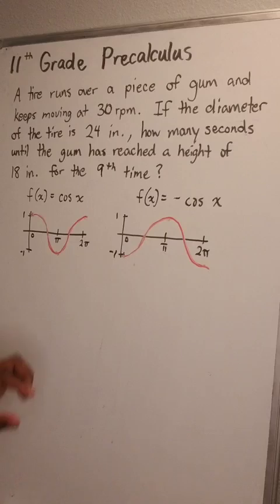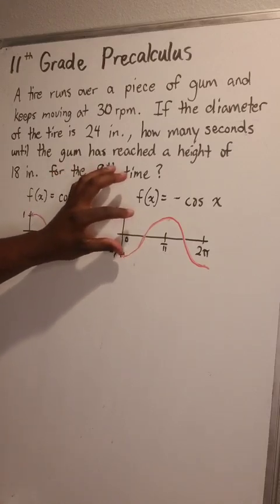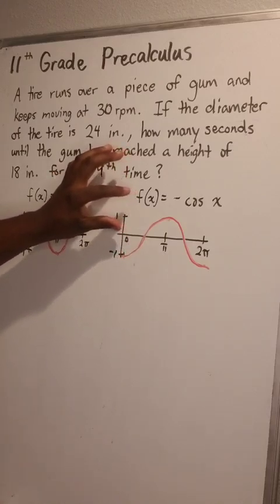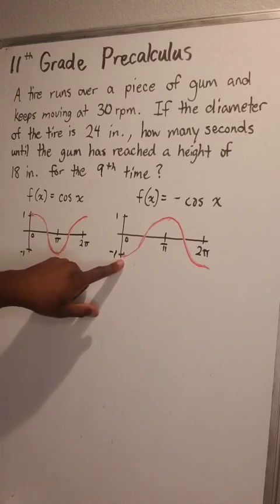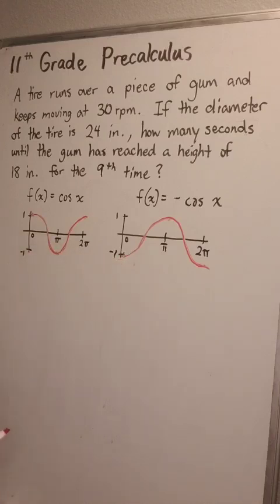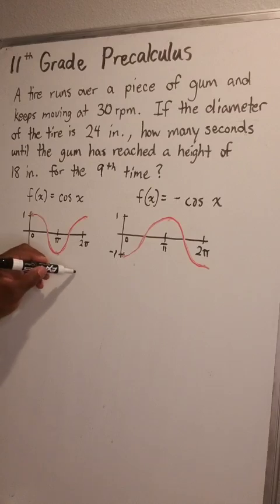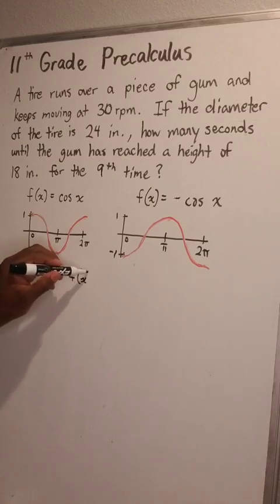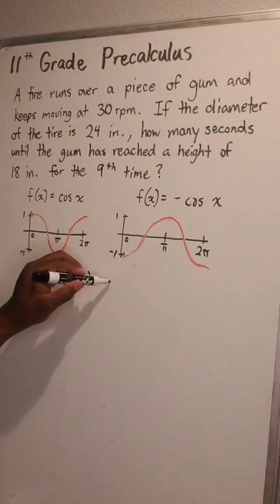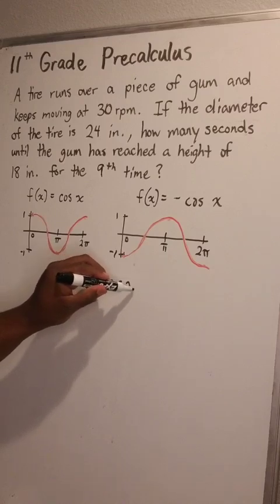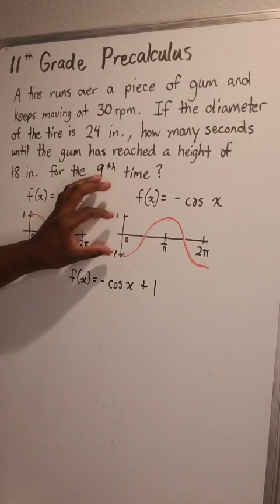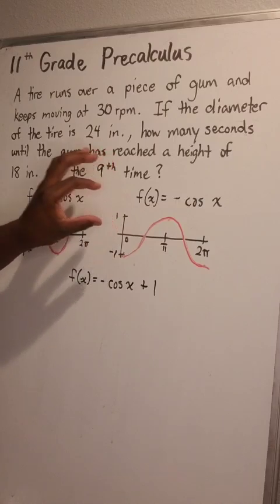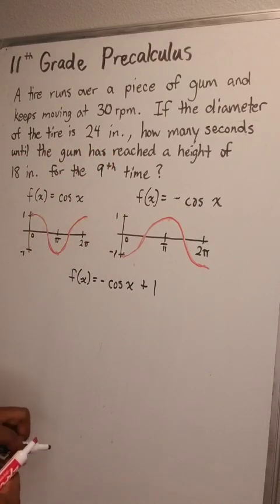And so what we need to do is take this and shift this up, so that way the bottom here, or the beginning of the period, starts at 0. And so that's going to look like this. f of x equals negative cosine x plus 1. So we're going to take all of these values and shift it up by 1. And that's going to look like this.